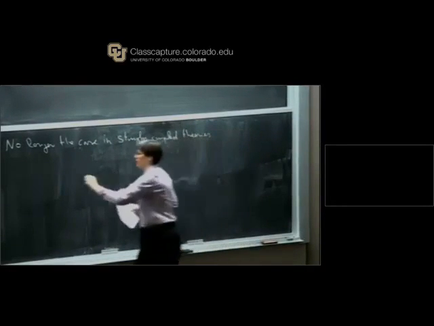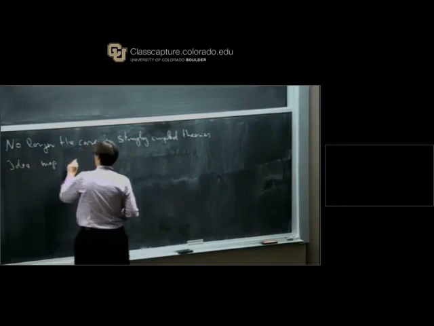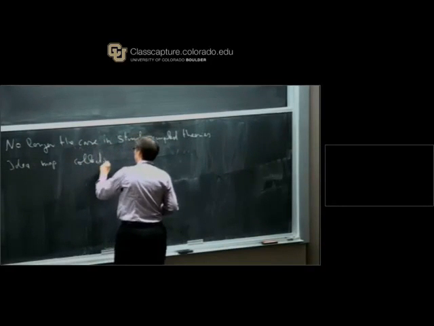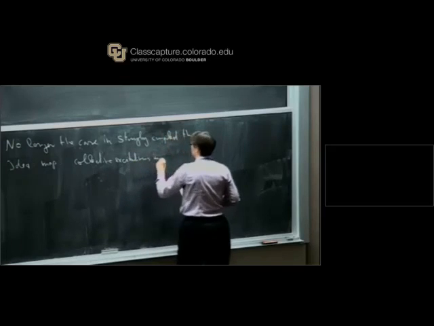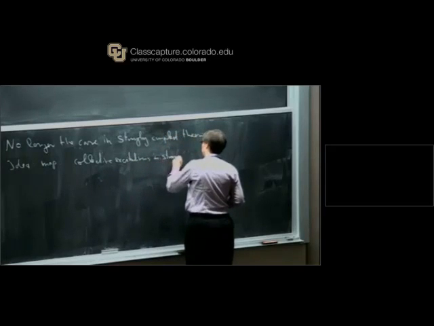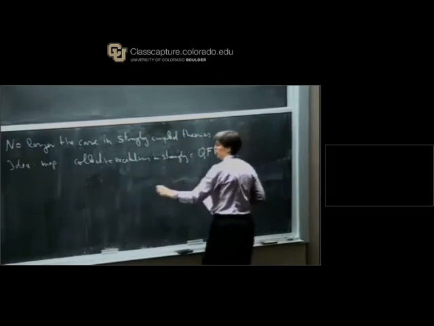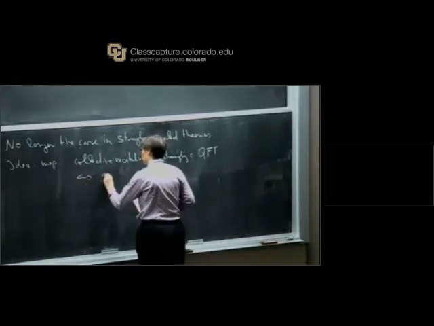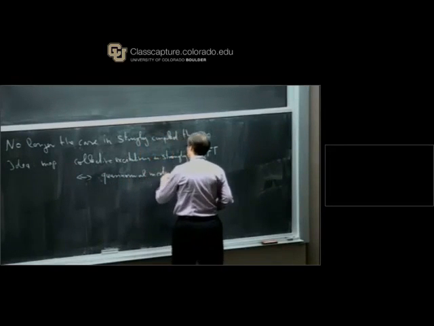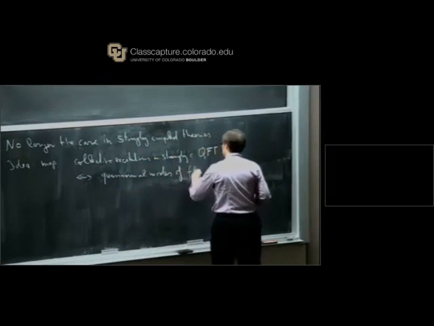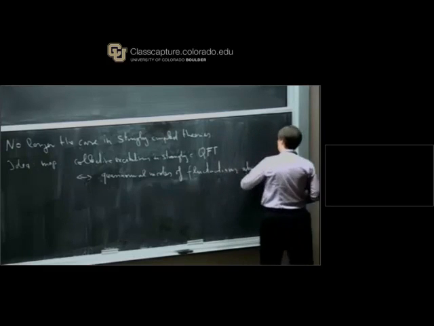and then here now the idea is to use a map between collective excitations in the strongly coupled QFT, and these will be mapped to the so-called quasi-normal modes of fluctuations about the gravity background.